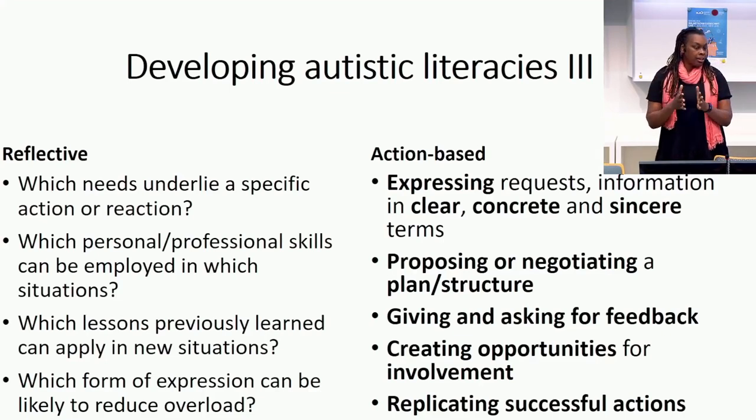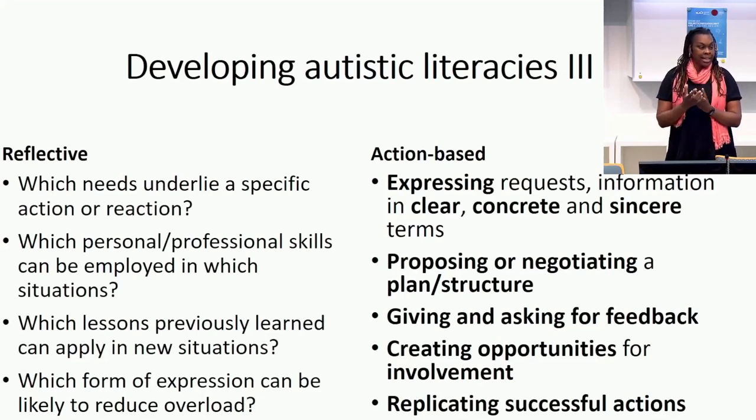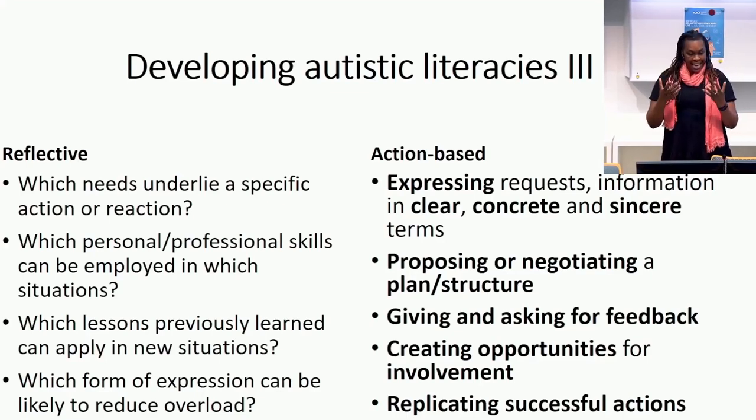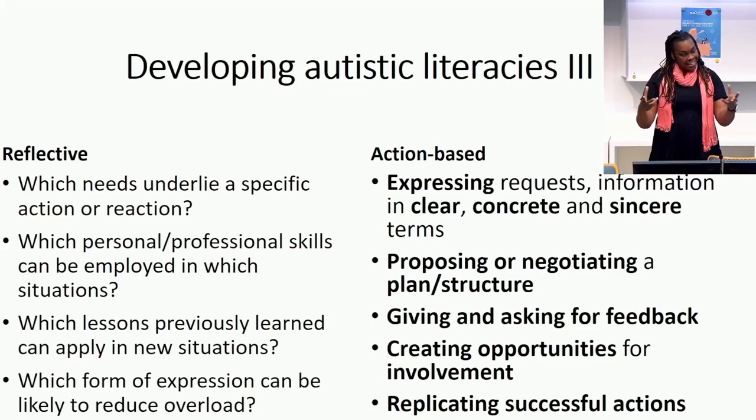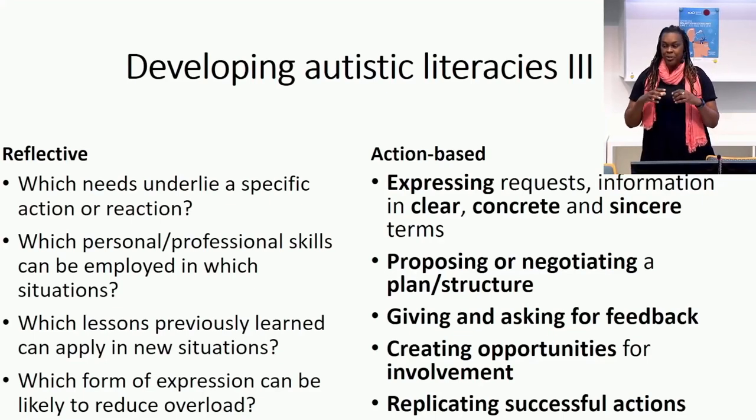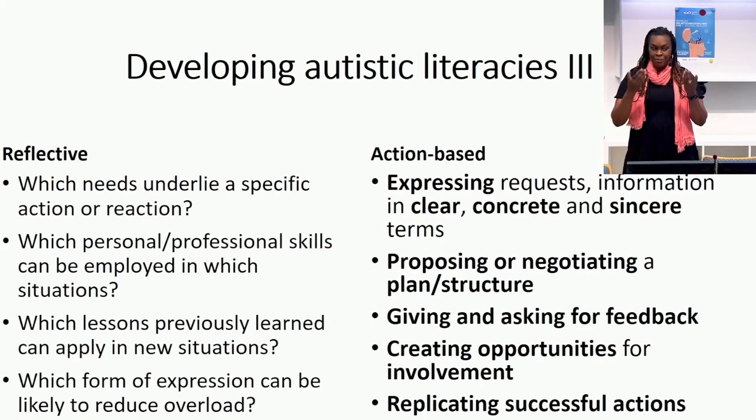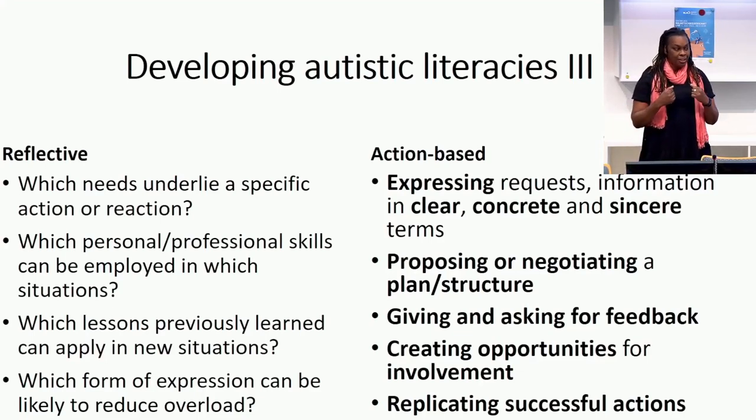So a negotiation, a sort of meeting the autistic child halfway by presenting a plan or structure and negotiating that, is one possible way of acting in a way that incorporates and demonstrates a certain level of autistic competence from the outside perspective, from the perspective of the NTs.